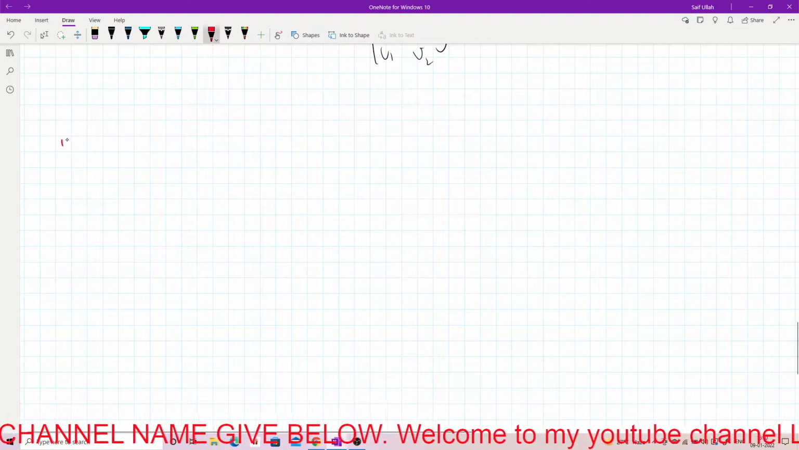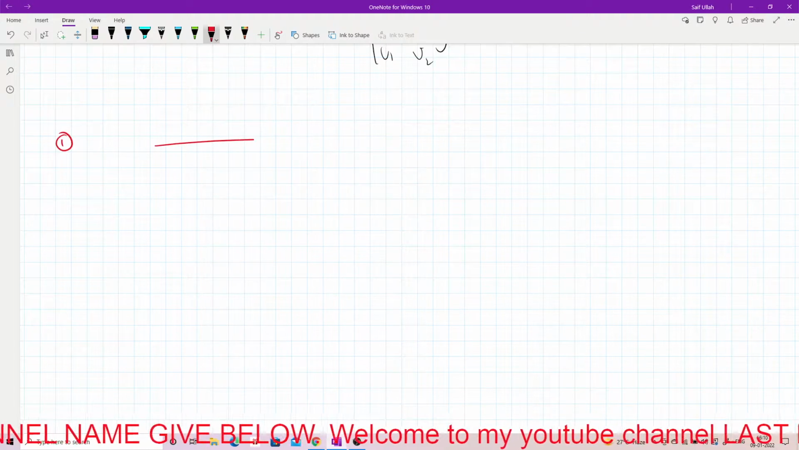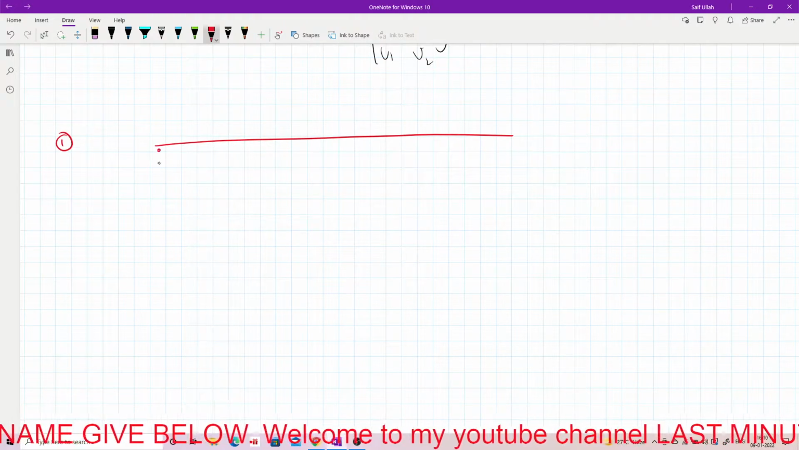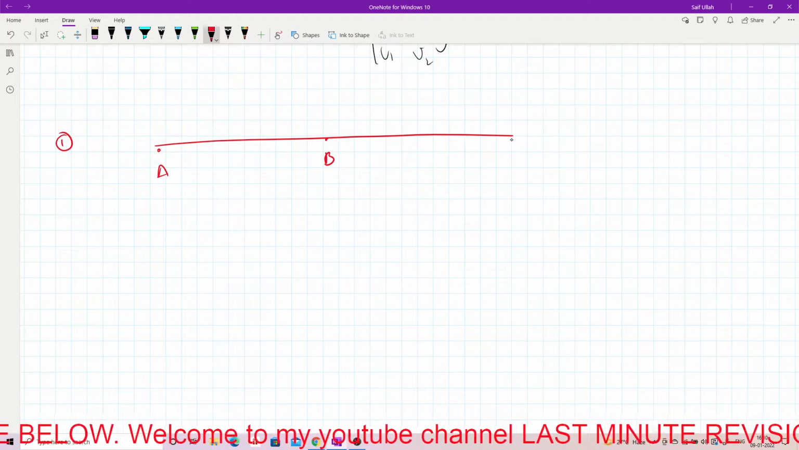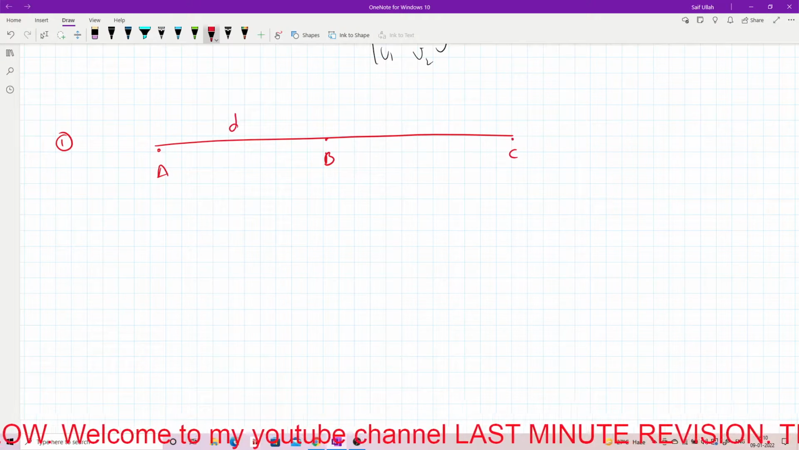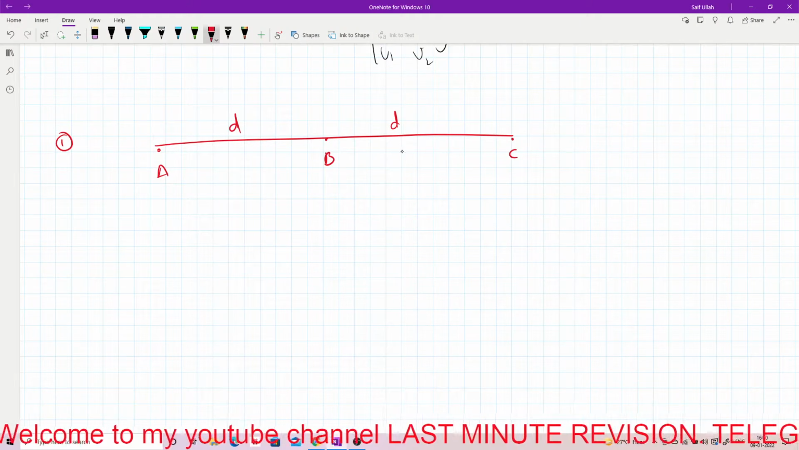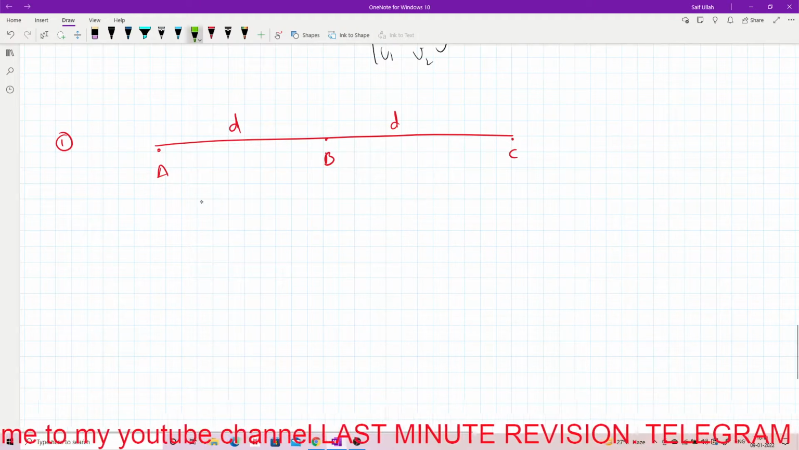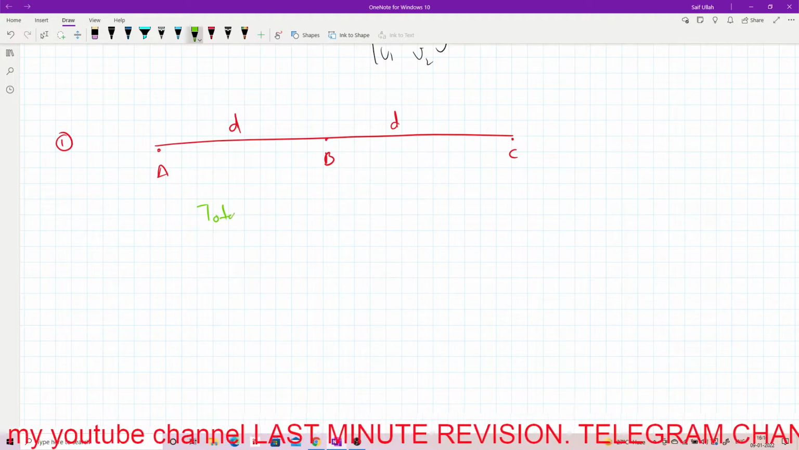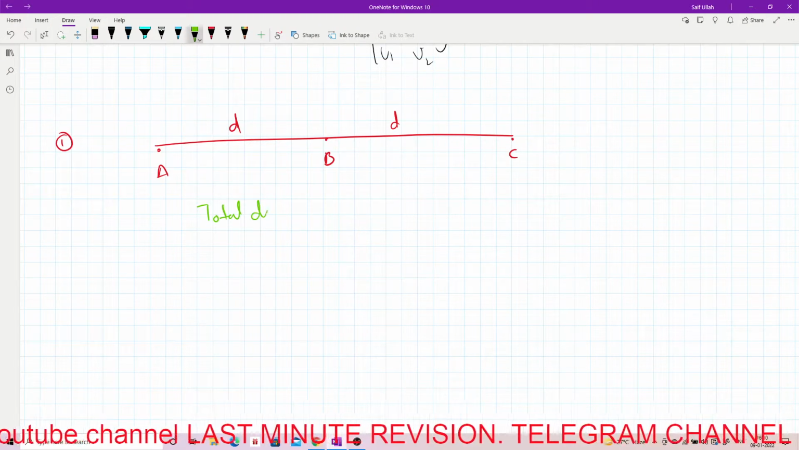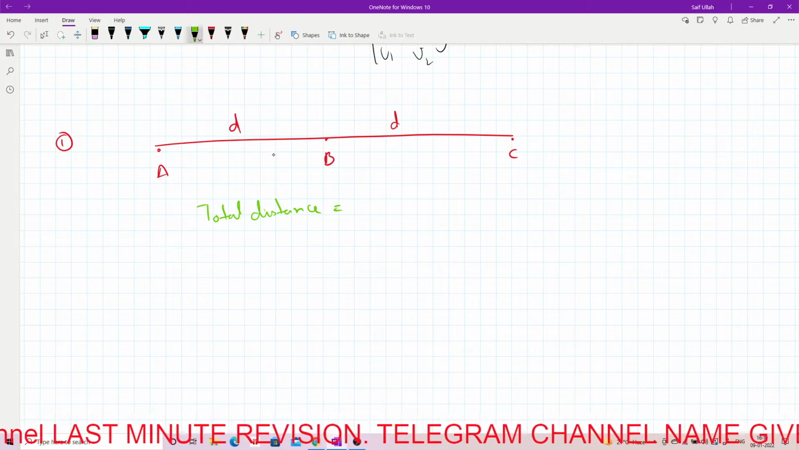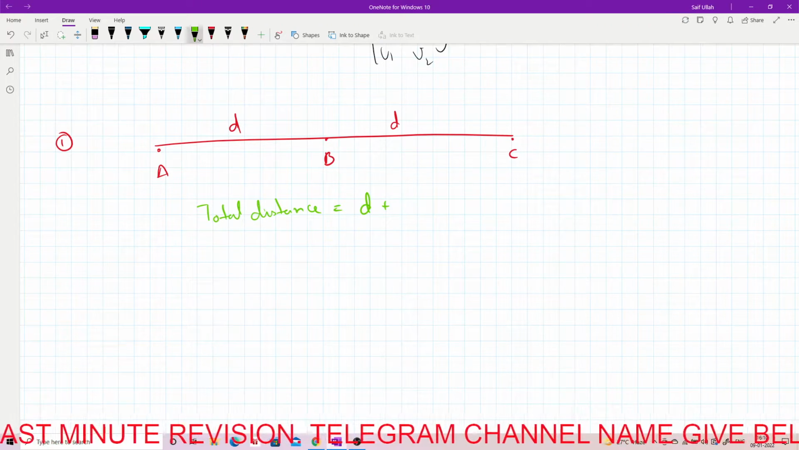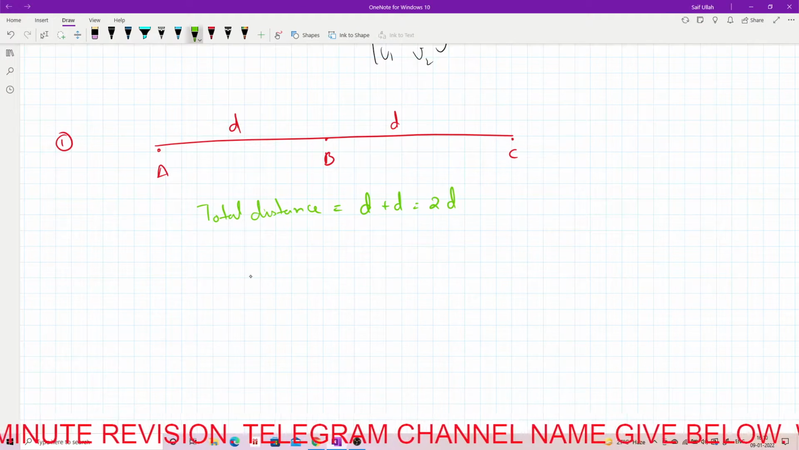Let's start with the first one here. Okay, it started from A, goes on till B, and from B to C. The distance it has covered is the same, d and d. Now we have to find the total distance. The total distance here is, just add the magnitudes, d plus d, it will be 2d.